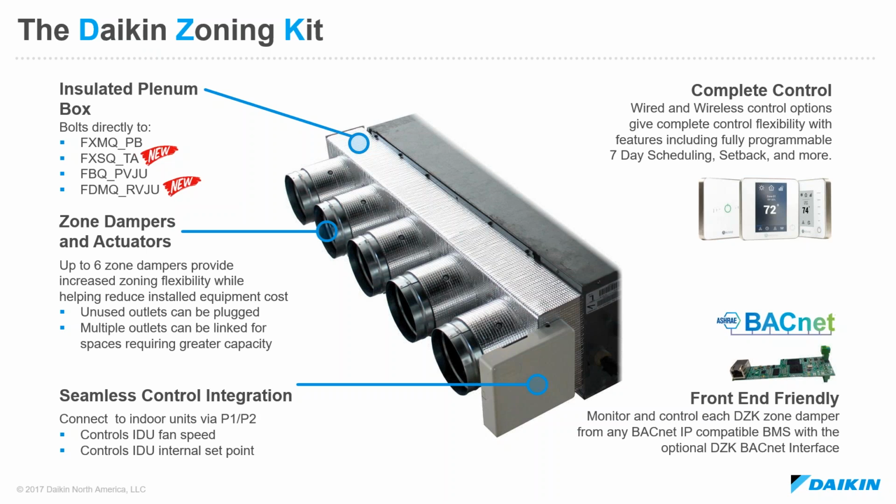But the idea is that we're giving this zone level control to individual air outlets from the indoor unit. So if we have a situation where maybe we don't necessarily need to use all of the outlets from the DZK, we can cap unused outlets, and we can essentially disable that actuator within the DZK.